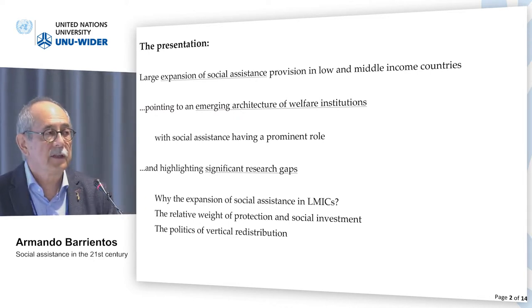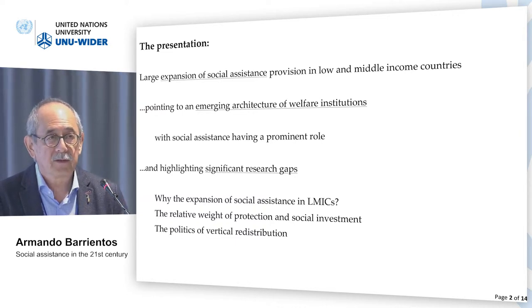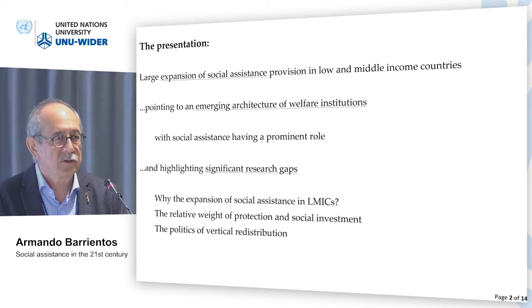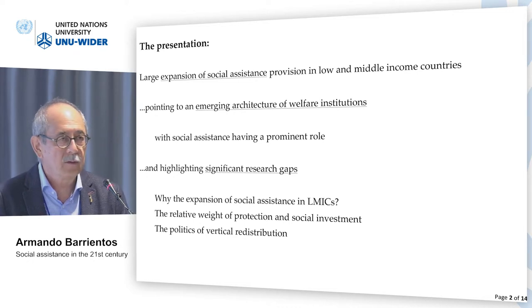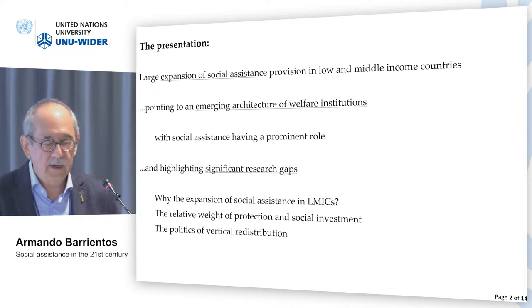And then, of course, I'm interested in the things that we should be looking into and perhaps we're not looking into. So we have research gaps, and I have three that I want to discuss very briefly at the end of my presentation. First of all, why is it that there is this expansion of social assistance in low and middle income countries? We know, for example, that programs work well. We know, to some extent, the context in which programs work better than others. But we don't know why there has been this expansion. So causal explanations of this expansion of social assistance are really at a very early stage.